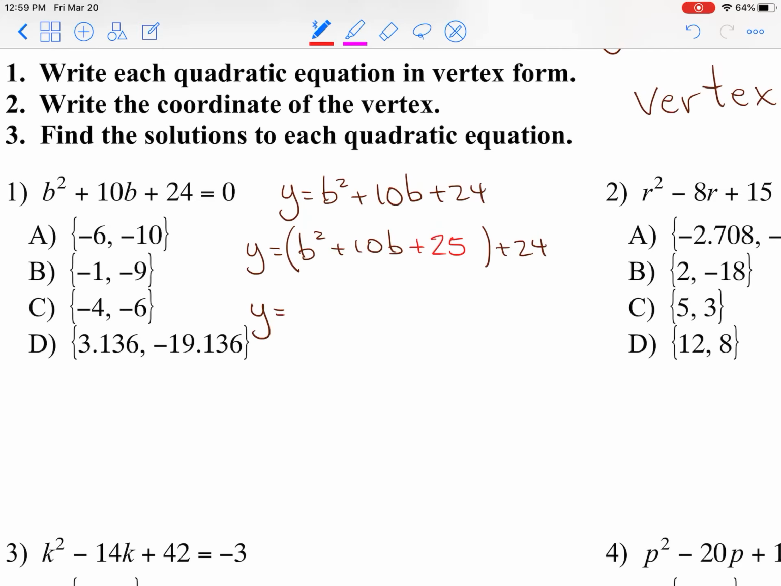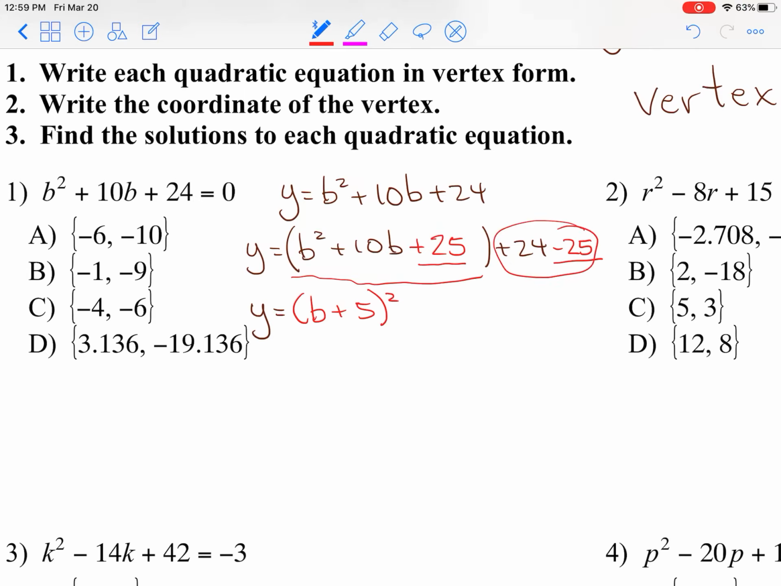So if you notice, we're on the right-hand side of the equal. So we added 25, so we somewhat changed the value. So to keep from changing that value, we've got to do the opposite. So we're going to subtract 25 from that same side. So I added 25, and I subtracted 25. So really, I didn't change the value any at all. Okay, now complete the square. So we're going to factor that. This perfect square trinomial here is going to factor into b plus 5 quantity squared.